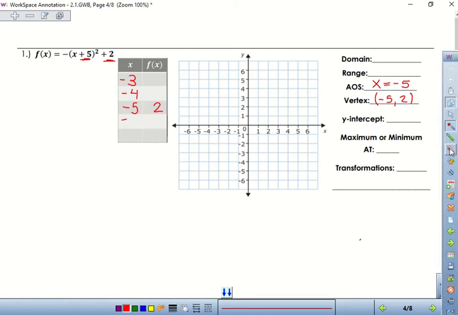Oh, I meant to put it the other way. Hang on. I don't know why I did that. You could do it that way, but I'm going to go small to big. So negative 7, negative 6, negative 5, negative 4, negative 3.